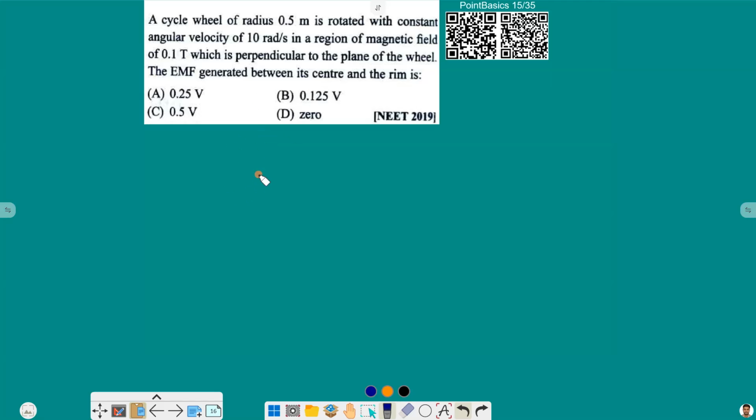And again, there is a rotation, so we can write that the induced EMF will be half B omega L square. So B is 0.1 Tesla, so 1 into 10 to the power minus 1. Omega is 10. L is 0.5, so 5 by 10 square. So 5 by 10 divided by these two, so these two get cancelled. 5 by 10 is half, so half into half into half. So it will be 1 by 8, and 1 by 8 is 0.125 volts. That is option B for us. Let's move to the next one.